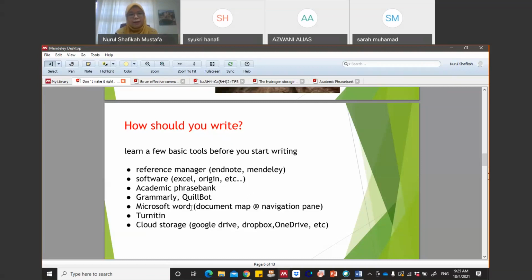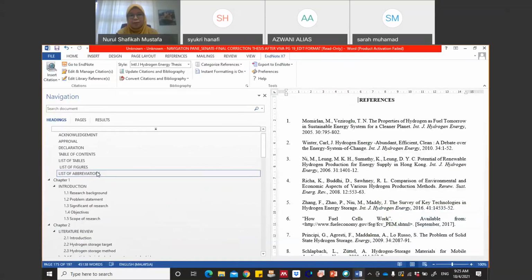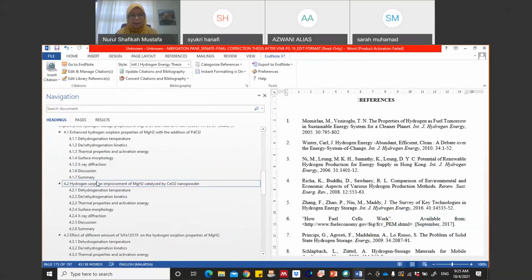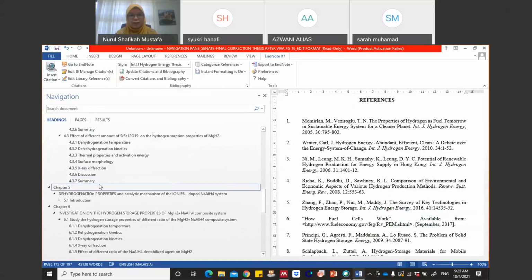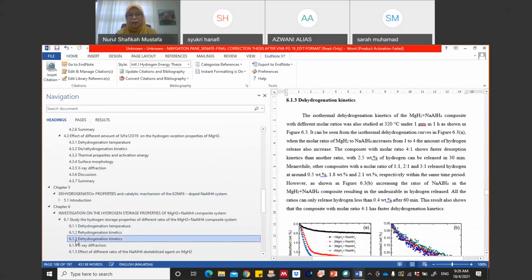And another one, in Microsoft Word itself you need to learn about the basic tools for your writing format. For example, the document navigation pane. If you have never heard of the navigation pane, just like what I showed earlier for the thesis, this is actually the navigation pane. It means you can navigate your Word, your paper or your thesis by using the navigation pane. Here, you just click, and it goes directly to that part in the pane, see? For every part.